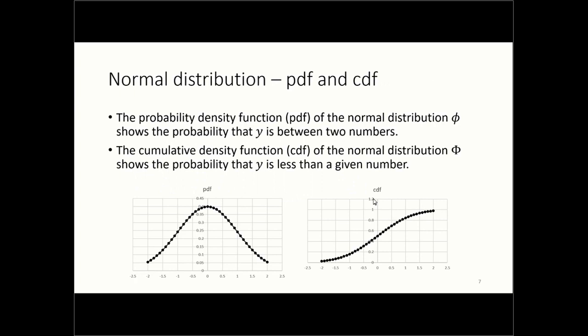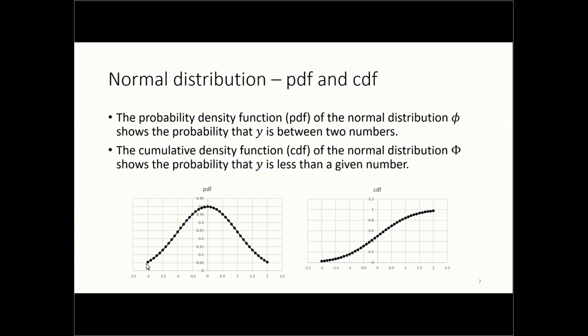Okay, so now let's talk about the normal distribution and what the PDF and the CDF of the normal distribution are. The probability density function of the normal distribution, denoted as phi, shows the probability that y is between two numbers. So this is the PDF of the standard normal distribution, and you recognize this as the bell-shaped curve, the probability density function of the standard normal distribution.